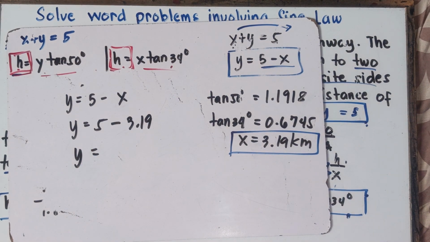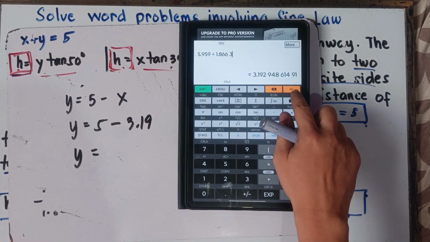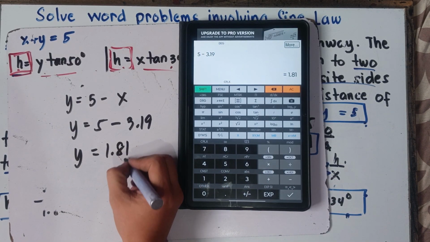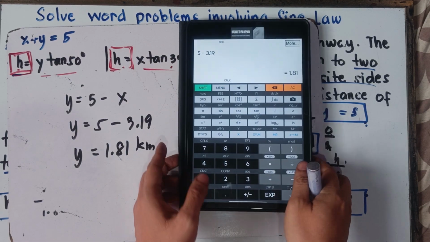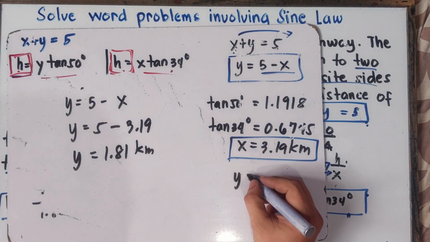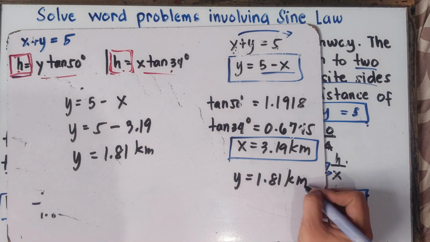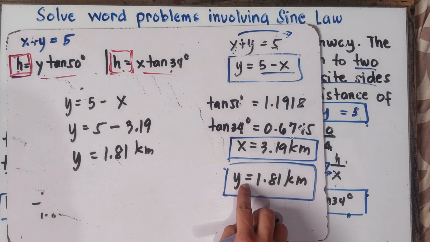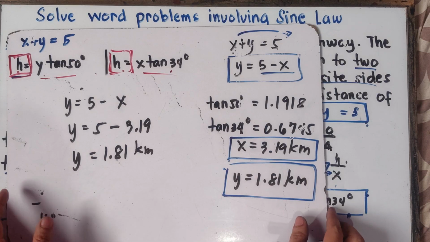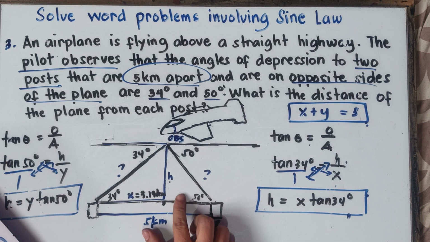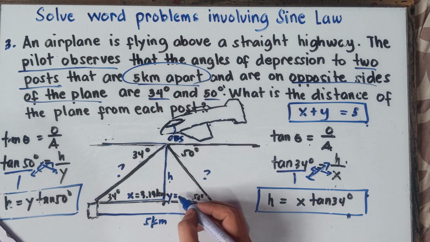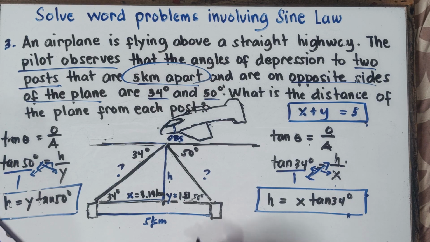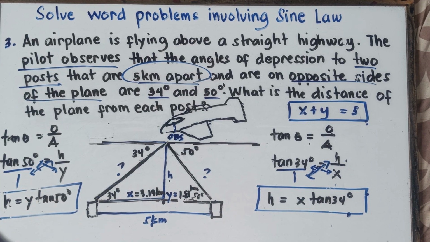So y is equal to 5 minus 3.19. The answer, class, is 1.81 kilometers. And that will be the value of y. So therefore, y is equal to 1.81 kilometers. If you add this up, 3.19 plus 1.81, of course, class, you will get 5, because the total, class, is 5. So therefore, y is equal to 1.81 kilometers. We don't have enough space, that's 1.81 kilometers.